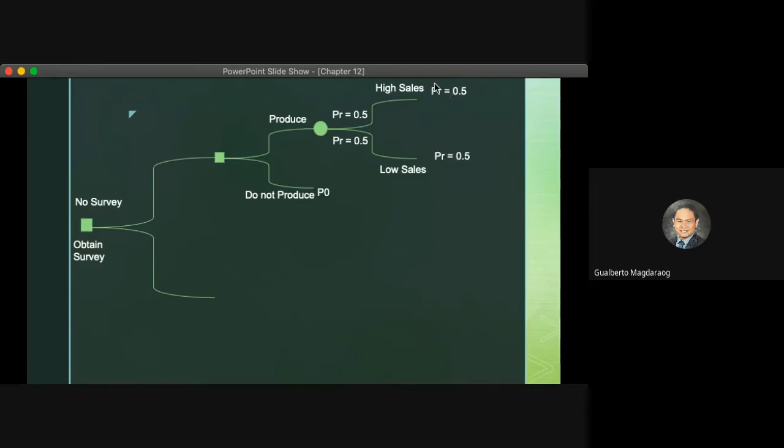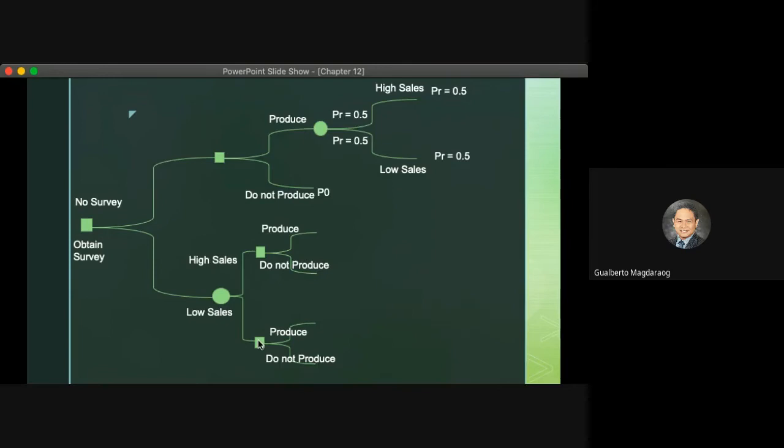We will conduct a survey, there's two kind of state of nature. It's either the result of the survey is high or the result of the survey is low. Okay, now if the result of the survey is high, we now have to make a decision whether we will produce or not produce. If the result of the survey is low, we also have to make a decision whether we will produce or not produce. Okay? So, nakadepende ngayon kung ano yung result ng survey dun sa action natin. Pero actually, whether high or low, we'll still have to make a decision whether to produce or not produce.